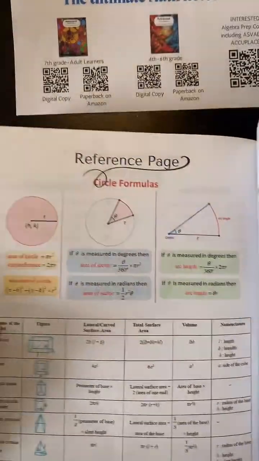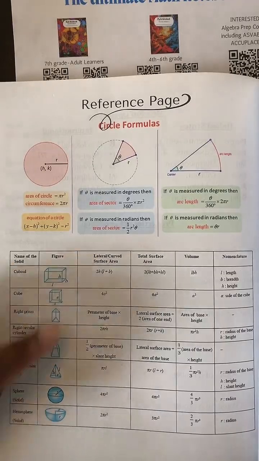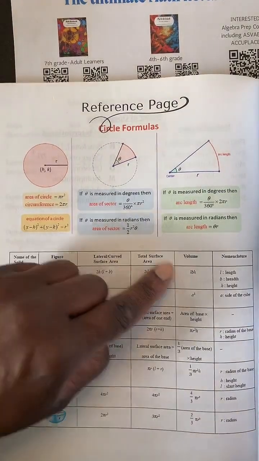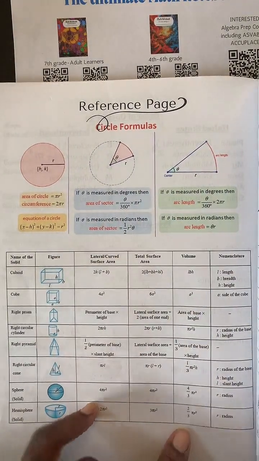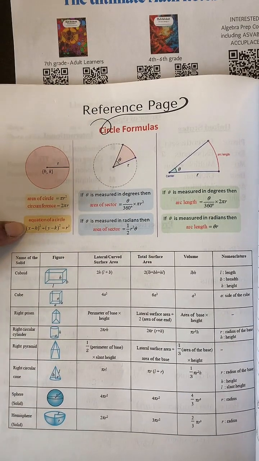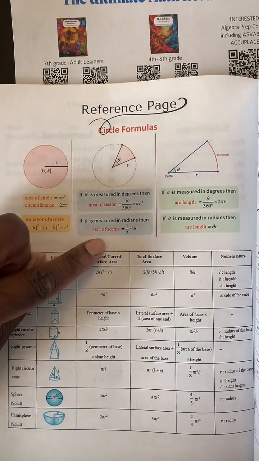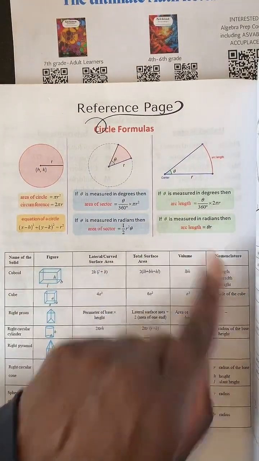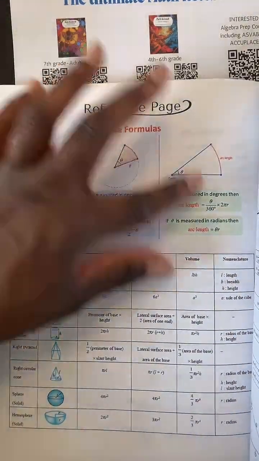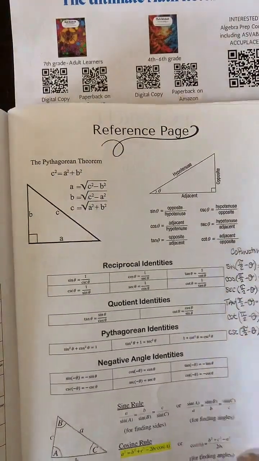Then this is when it starts getting a little more advanced. Now we're looking at surface area. We're looking at volume, the formulas of that. Not only the area of the circle and the circumference, but also the equation of the circle. We're looking at the sectors, how to find the area of the sector, and also arc length. So this is something that you're going to see for your advanced students, not just in Algebra 1.